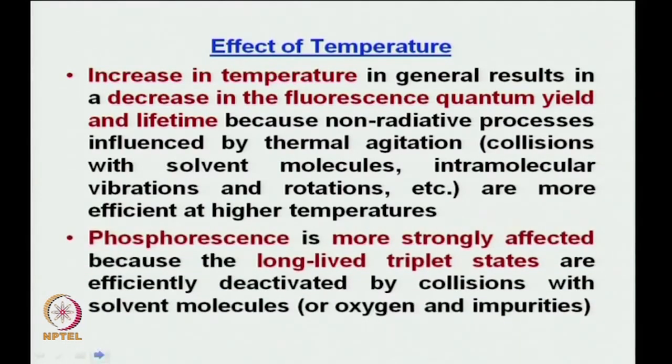Now, phosphorescence, look at this sentence. Phosphorescence is more strongly affected because of the long-lived triplet states, which are efficiently deactivated by collisions with other molecules. Now, as we were discussing before, which one is more affected, phosphorescence or fluorescence? Phosphorescence, because it is more long-lived, right? So, if you have to increase the quantum yield of phosphorescence, what you would do is this.